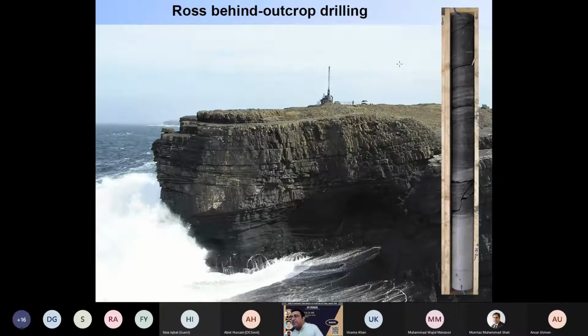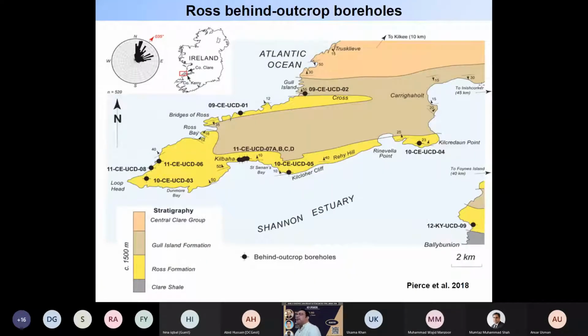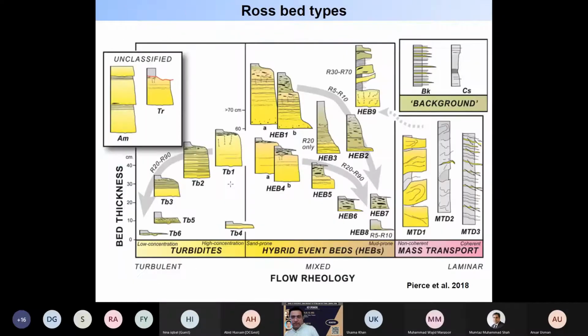The outcrops are exposed mostly on the cliffs, so you can't access all of the outcrops. For this, we drilled behind the outcrop. This is a drilling machine. We drilled those cliffs, and we got cores. We got more than 1.5 kilometer of core from a series of almost 9 boreholes that we will refer to as 1 to 9. So 9 boreholes, more than 1.5 kilometer of core.